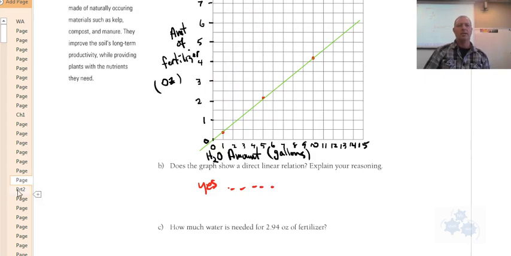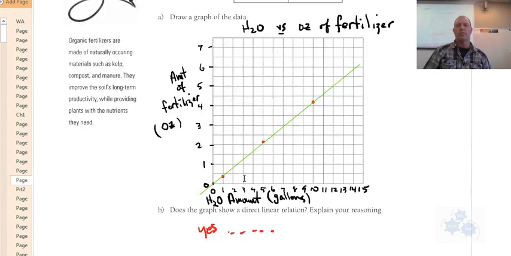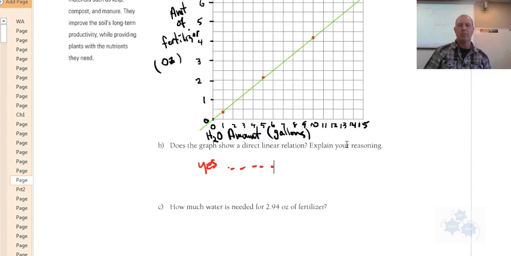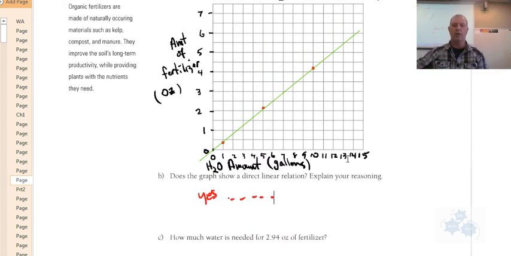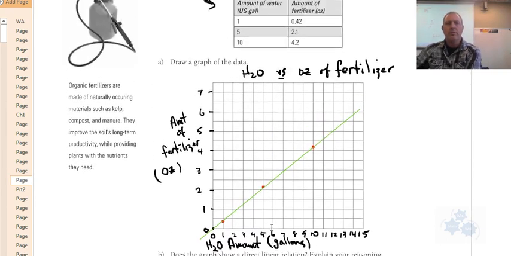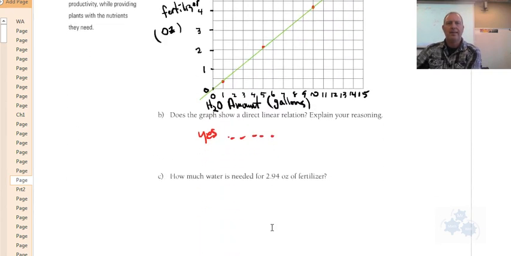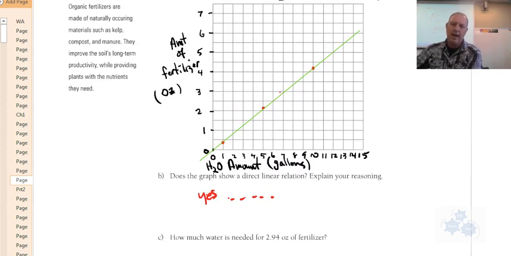Okay, and then let's see, is there just part C? Yeah. So for part C here then, how much water is needed for 2.94 ounces of fertilizer? Whew, 2.94. Well, if we just go from the graph, 2.94, we're going to have to make an estimation, right? So this is where this line would come in handy. 2.94 would be, you'd have to make a careful guess. That's 2.5, so 2.94 would be pretty close to 3, so just under this line.